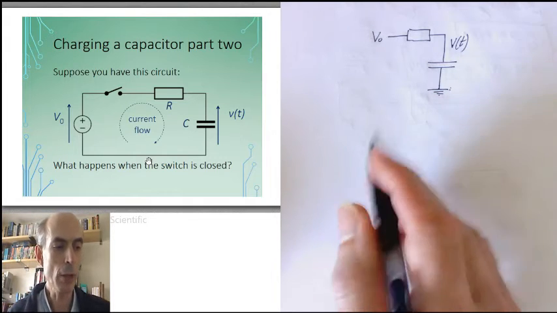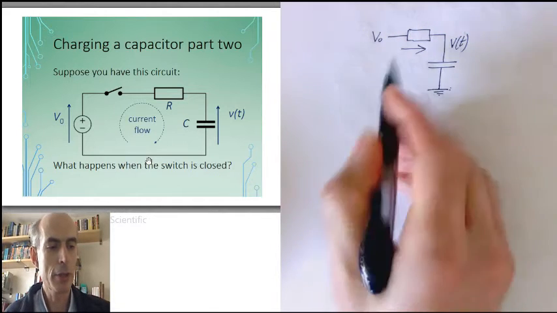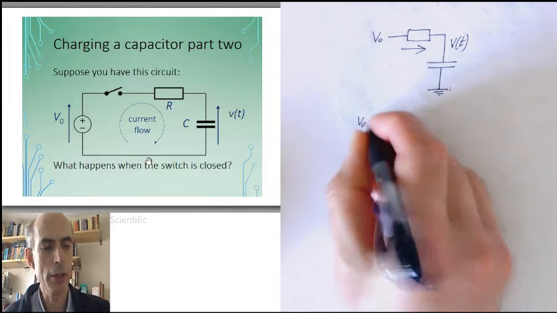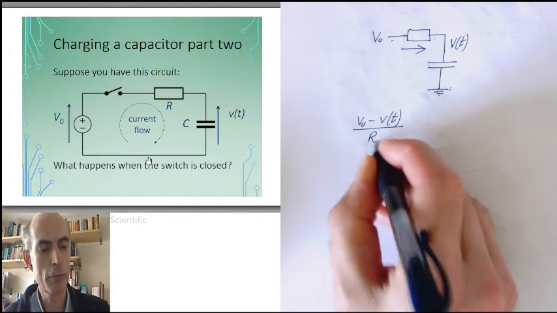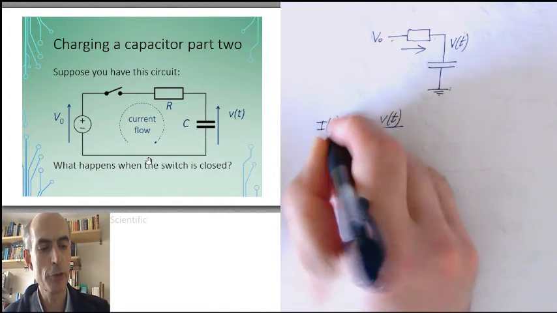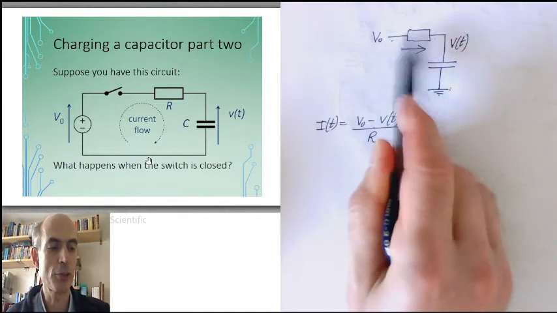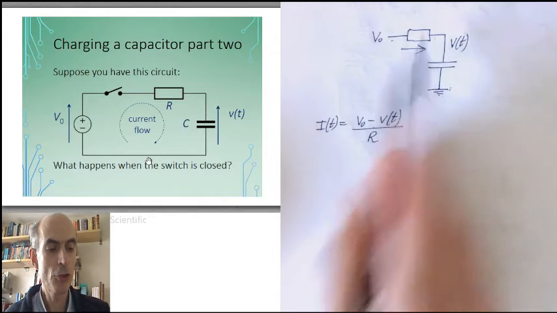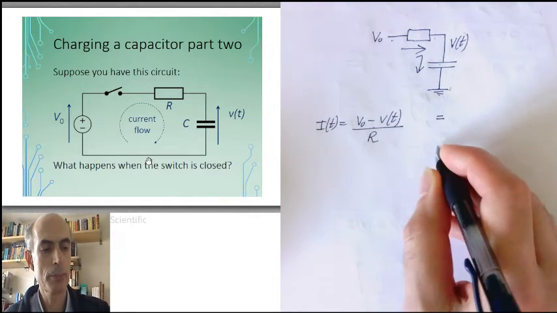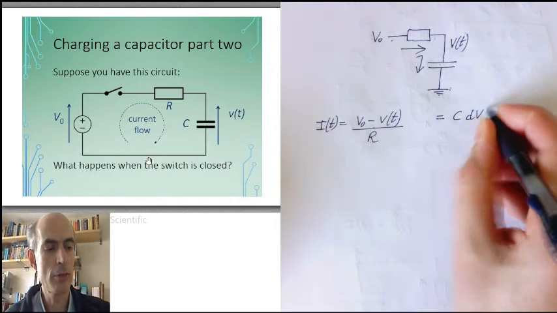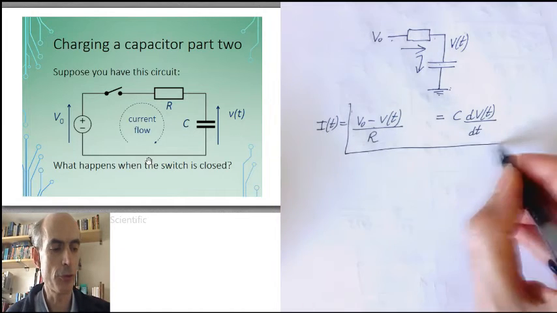Right. Well, I'm going to have a current flowing through this resistor in that direction. And the current is going to be V0 minus V of t, that's the voltage across this resistor, divided by the value of the resistor itself. It's going to be a function of time because this voltage here is a function of time, so the voltage across the resistor is going to keep changing. But this is also the current that flows onto the capacitor. Therefore, it's also equal to C times dV/dt. So now I have this differential equation to solve.